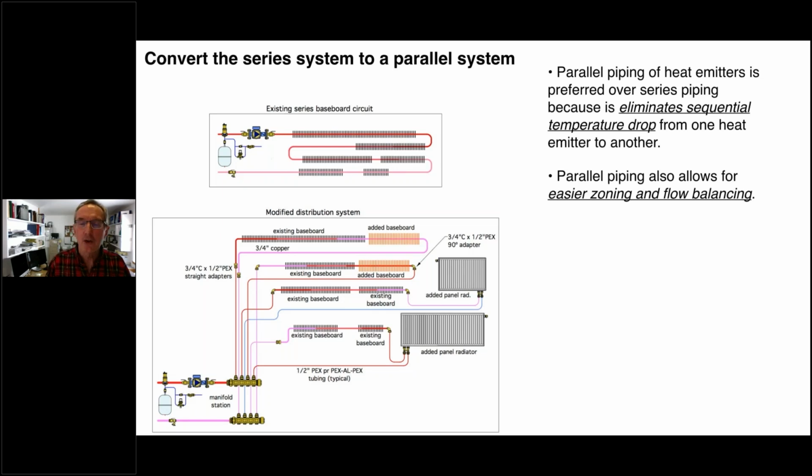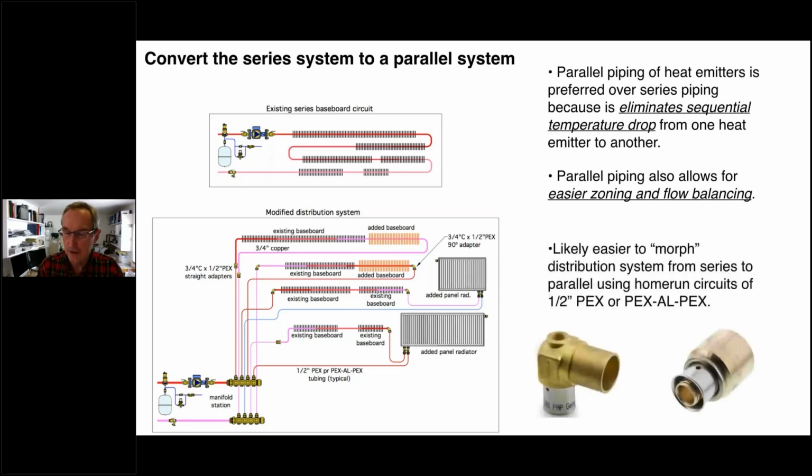The other thing we can do that we cannot do well with the series loop is we get some balancing options. We can adjust the flow rates, either at the manifold or sometimes right at, for example, the valve that's in a panel radiator. And the transition fittings are readily available. And I put a couple in here.